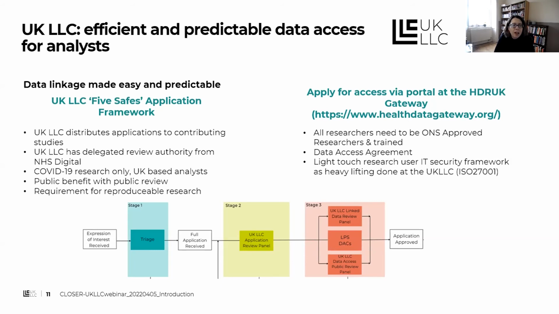Some key things to remember about the UK LLC is that it has delegated review authority from NHS Digital. It is for COVID-19 research only, and only UK-based analysts can access it. It's public research for the public benefit with public review, and there's a requirement for reproducible research. And the first stage, which is the expression of interest stage, works through the HDR UK Gateway on their inquiry form. All researchers need to be ONS approved and accredited. The institution has to sign a data access agreement, and there is a light touch research user IT security framework that has to be met.